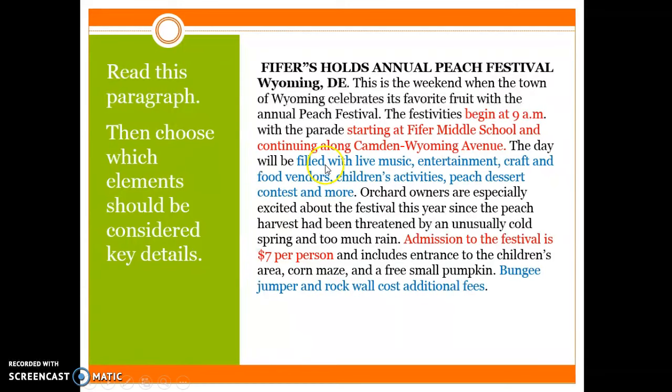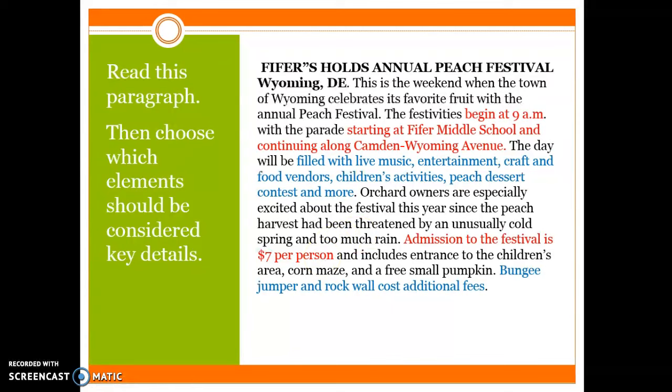How'd you do? Did you find those key details? So somebody looking for information about this Peach Festival can find out that it starts at 9 a.m. with a parade at Pfeiffer Middle School and goes along Camden, Wyoming Avenue, which we assume is going to go down to Pfeiffer's Orchard. Also, how much it costs. Admission to the festival is $7 per person.